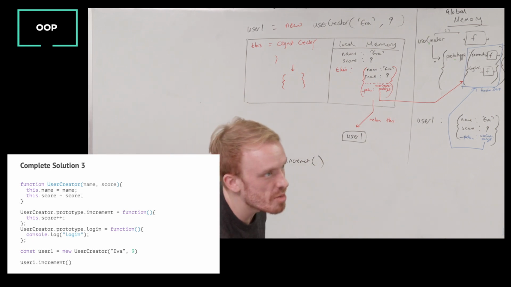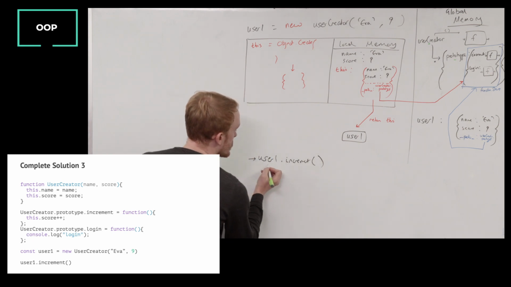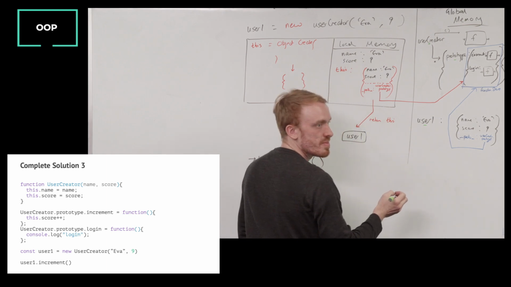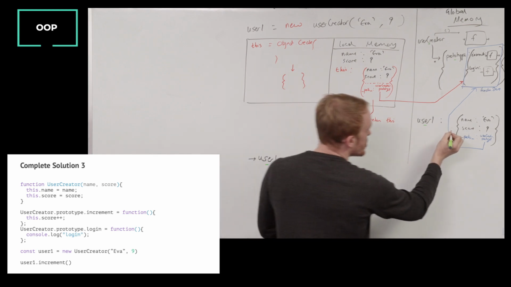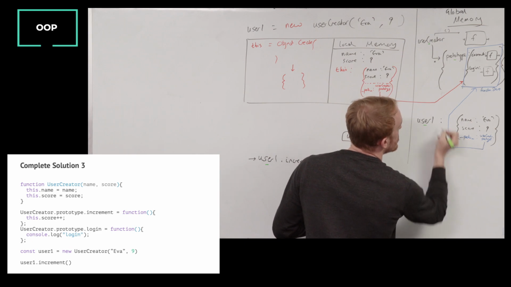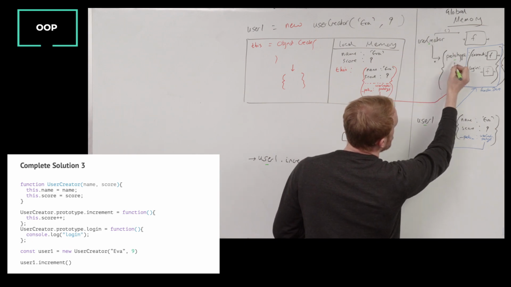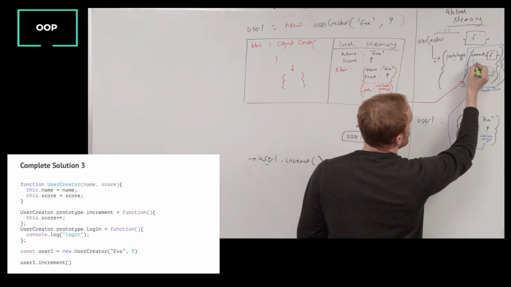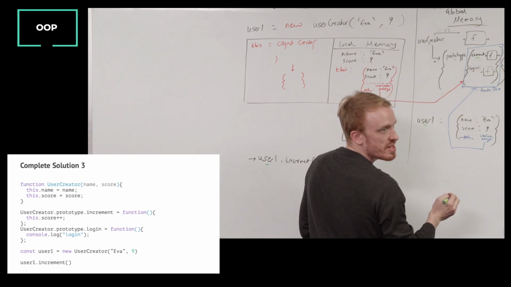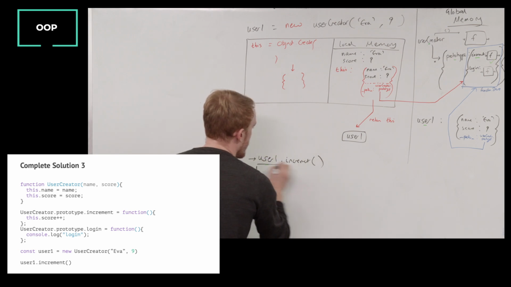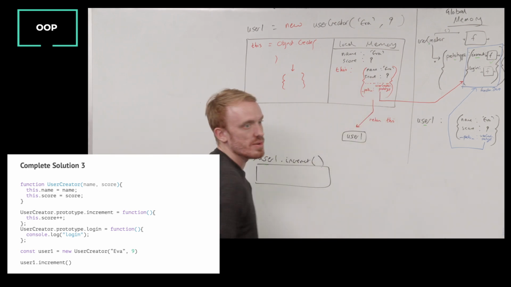Talk me through it word by word, Z. Where do I look for user1? We look in the memory for user1. Do I find it? We do not find the function increment. Oh, I don't find the function increment on user1. Therefore, we go to __proto__, which is linked to the userCreator, and then we look for the prototype property, which is an object. And then we look for the function increment. Do we find it? Yes. We do, and we grab its code, and we start running an execution context of that code.